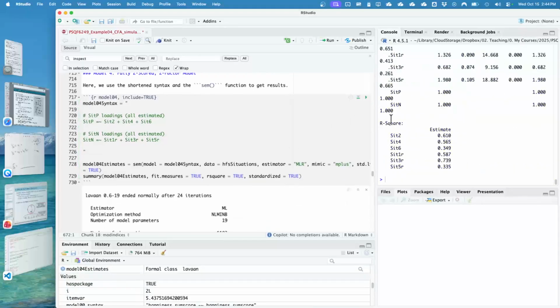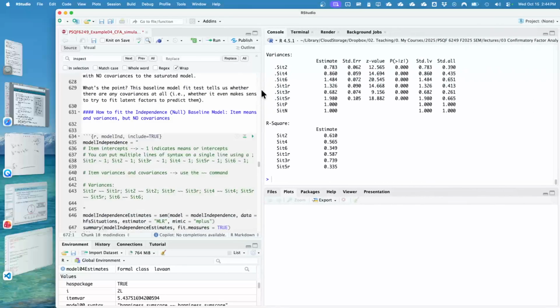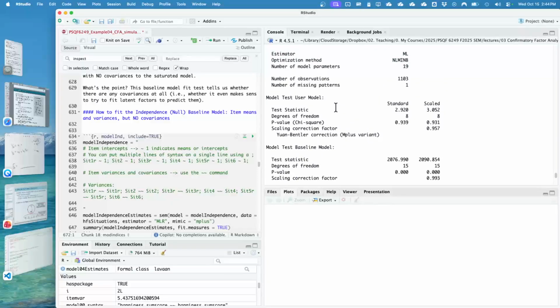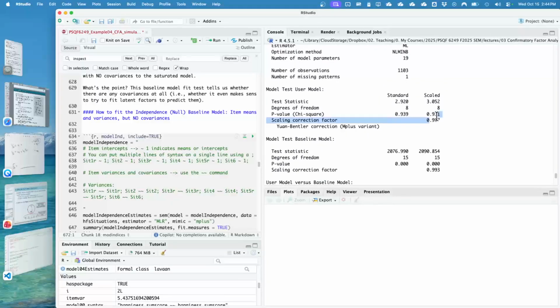So here, when we run this model, let's take a look at model fit. Okay, now the two-factor solution. Look at our test versus the saturated model. Look at that p-value.